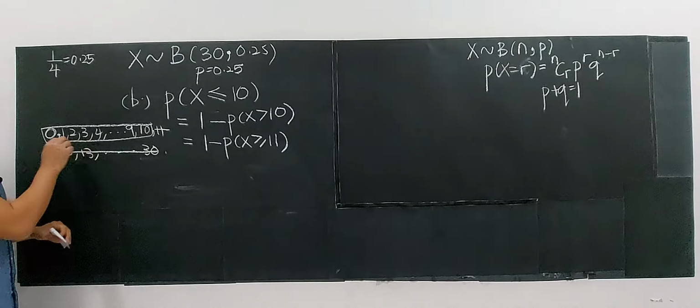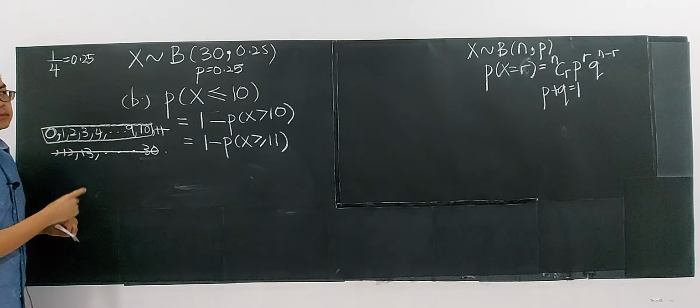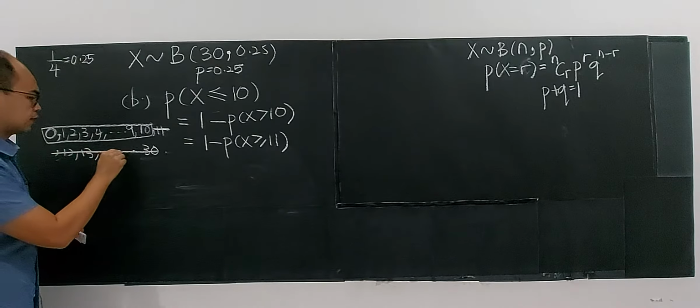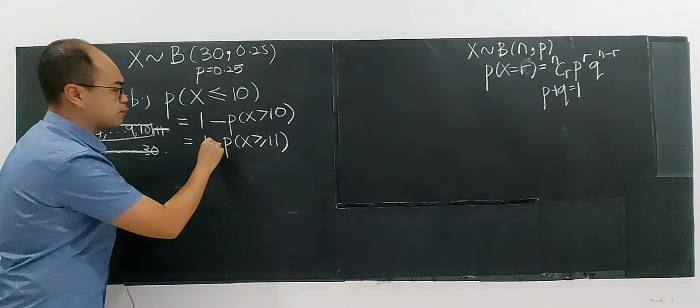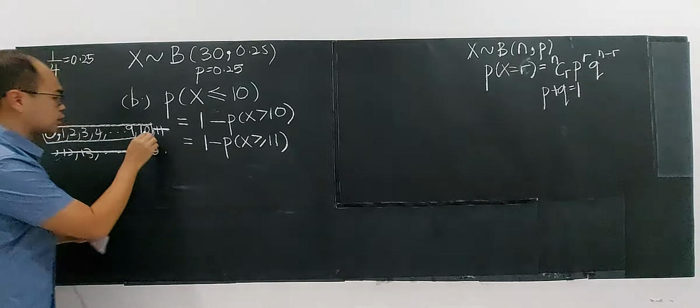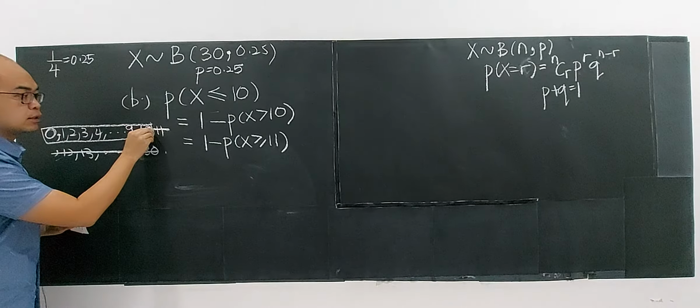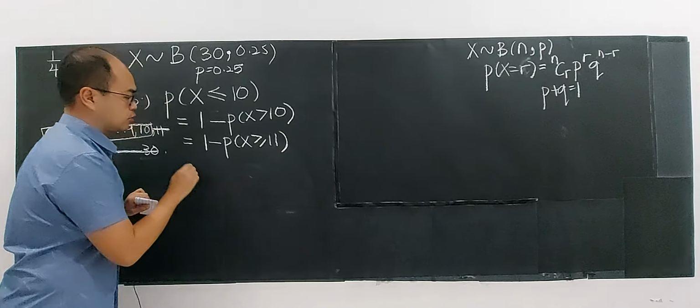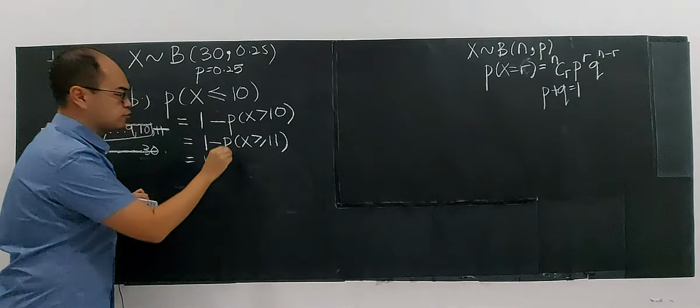So now, if they just want from 0 up to 10, it means they don't want 11 and above. Start from 11, that's why I do 1 minus P(X at least 11), because they want 0 up to 10 only. I have explained this before, please refer to the video.